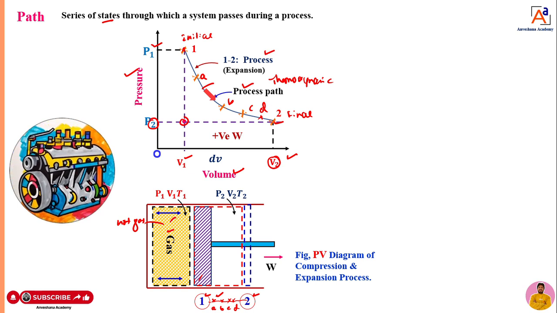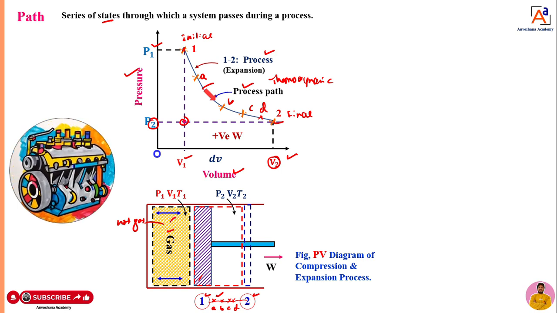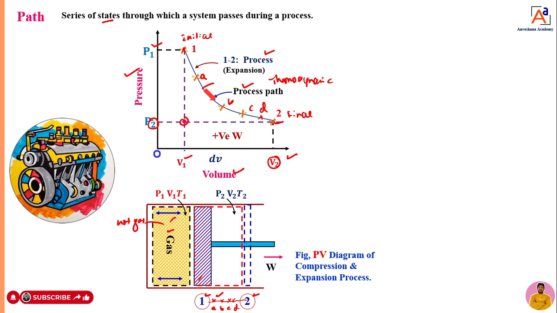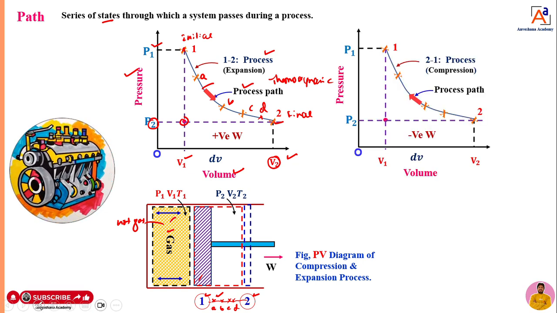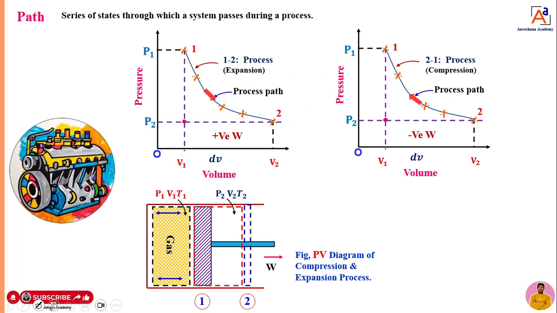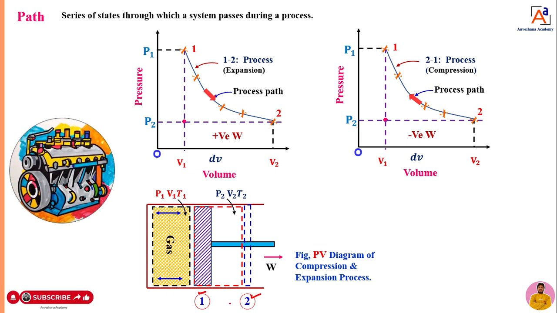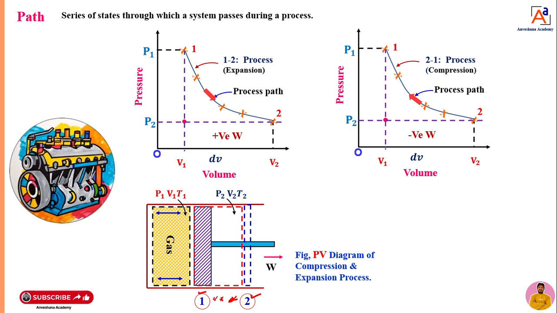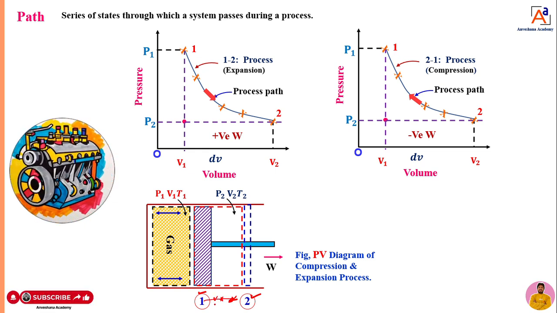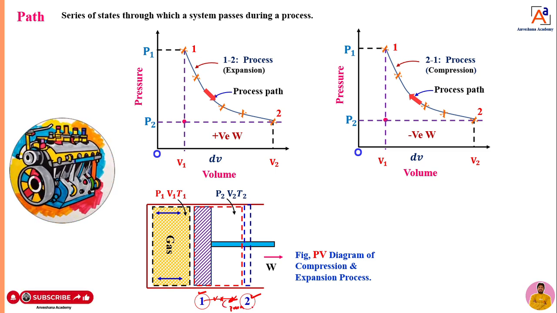That is the expansion process. But you can take another process, that is the compression process. In that compression process, what will happen, we can see here now. So assume that, dear students, now we can go back. Assume that the piston is moving from point 2 to point 1. It is moving in this fashion. Again, it is going to pass through a series of states. Then when we join all this series of states, we are going to get a curve or a trace.